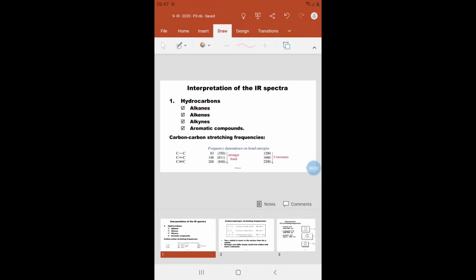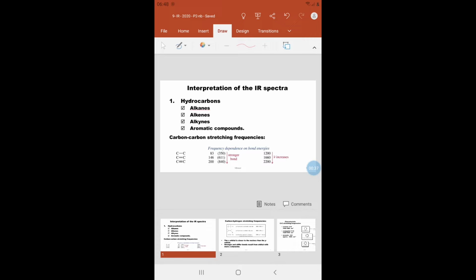Okay, next part of the IR topic is how to interpret the IR spectra. Interpreting IR spectra means when you are given a spectra, or when you are not given a spectra. The exercise that we did last week is when you are not given any spectra. But at the end of this topic, I will provide a series of questions and how to answer them, so that you understand what I mean by that.